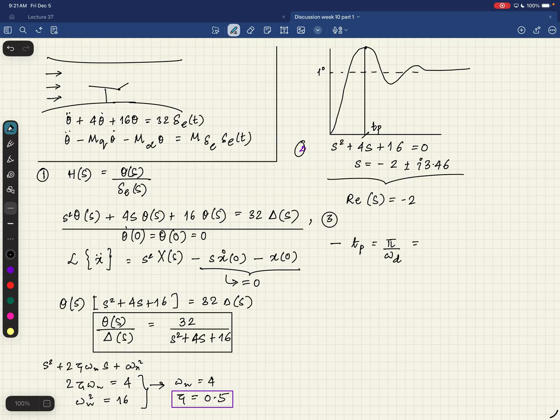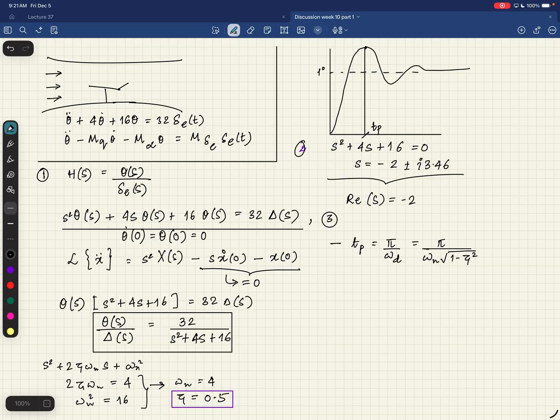And what is the relation between natural frequency and damped frequency? I think it's omega n times the square root of 1 minus zeta square. Anyone has any doubts? What happens if zeta is greater than 1? So we're done. It's overdamped, so there is no peak time.